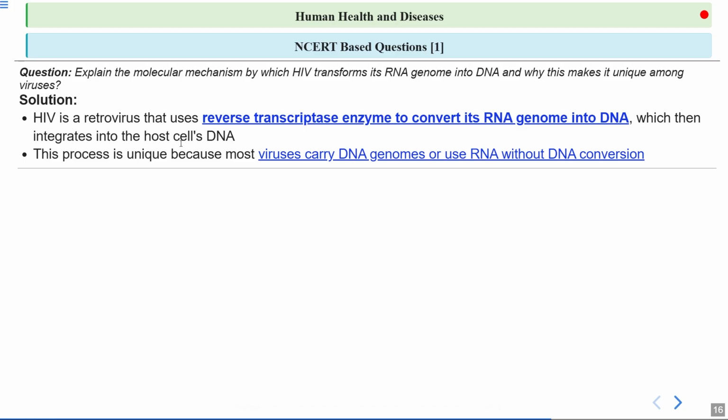Okay. So, why is this unique? Because most viruses have DNA as the genetic material, or they use RNA without converting it into DNA. Here, what is HIV doing? It has RNA as a genetic material. It is using this enzyme reverse transcriptase to convert RNA into DNA first, because the host cell has DNA as the genetic material. Now the HIV viral DNA will get integrated into the host cell's DNA after the process of reverse transcription.